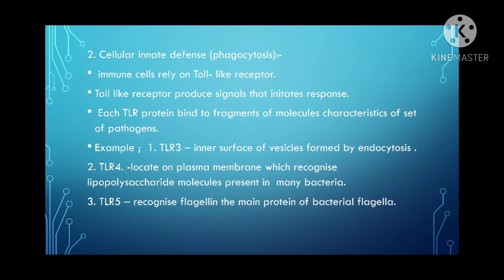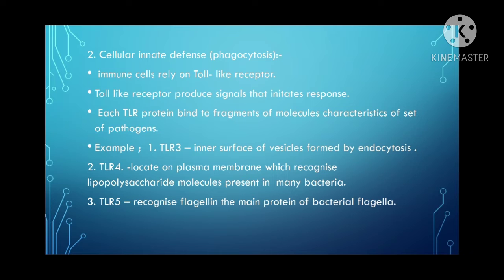Okay, each toll-like receptor protein has a characteristic to bind to a specific pathogen. It means that if TLR1 is attached to a specific bacteria A, then TLR1 is not able to detect pathogen B.